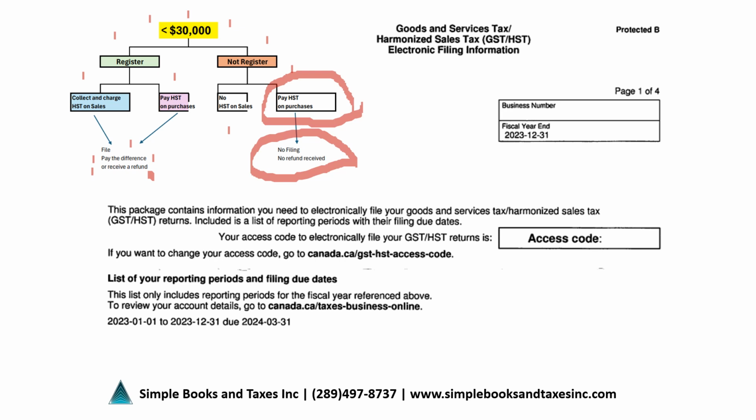Usually, Canada Revenue Agency will send you a letter indicating the reporting periods and the filing due dates. In our example, it's an annual filing, and the period will be from January 1st, 2023 till December 31st, 2023, and the due date will be by the end of March 2024. So March 31st, 2024 is the deadline.